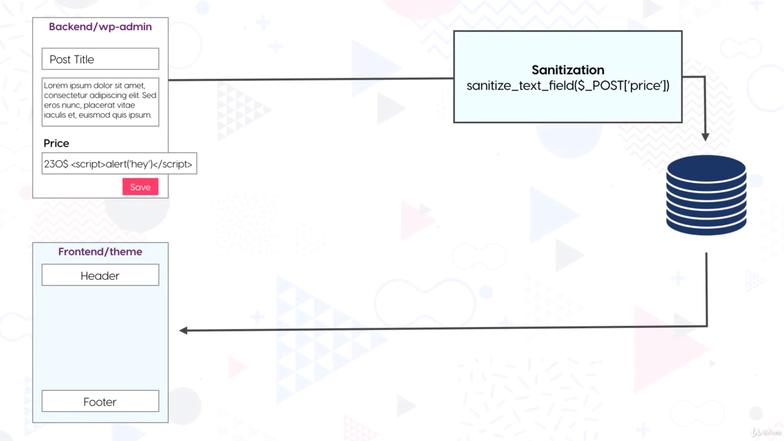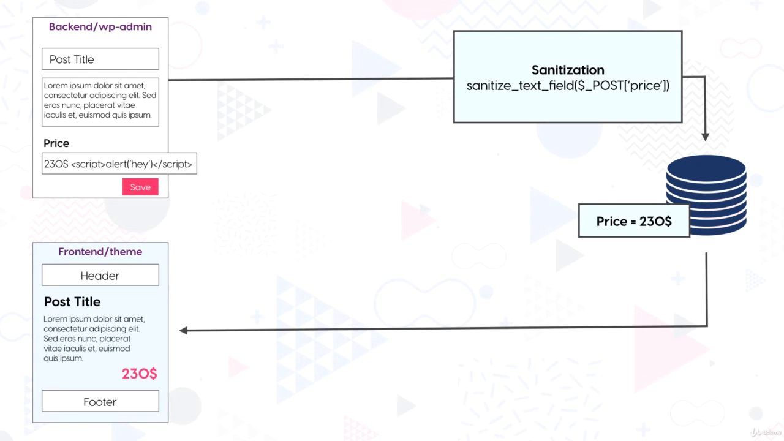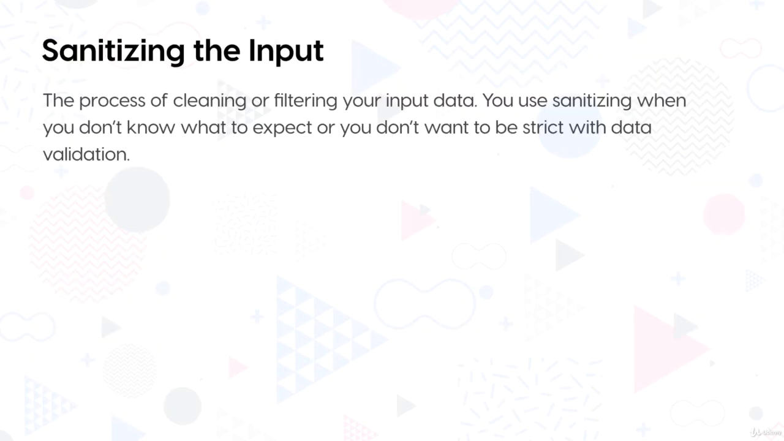So sanitize_text_field in our case will remove the script tag and the value will be saved as 230. And thus when we display our data, no scripts will run. So as you can see, unlike validation, sanitization can actually modify the data. In validation, however, you can either use the data or just discard it completely. So this is the definition of sanitization according to WordPress. So it's the process of cleaning or filtering your input data, so you can use it when you don't know what to expect, or you don't want to be very strict with data validation.